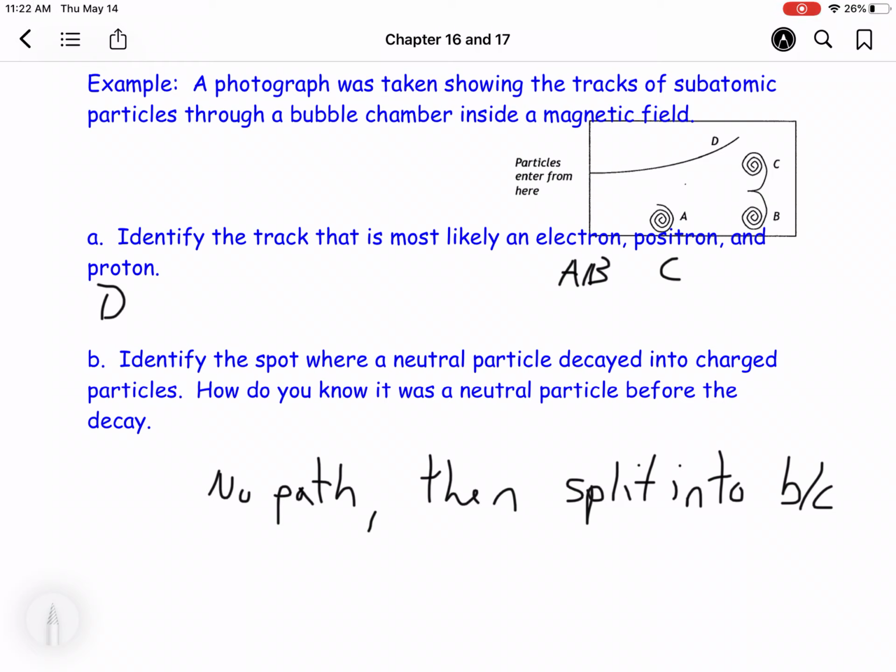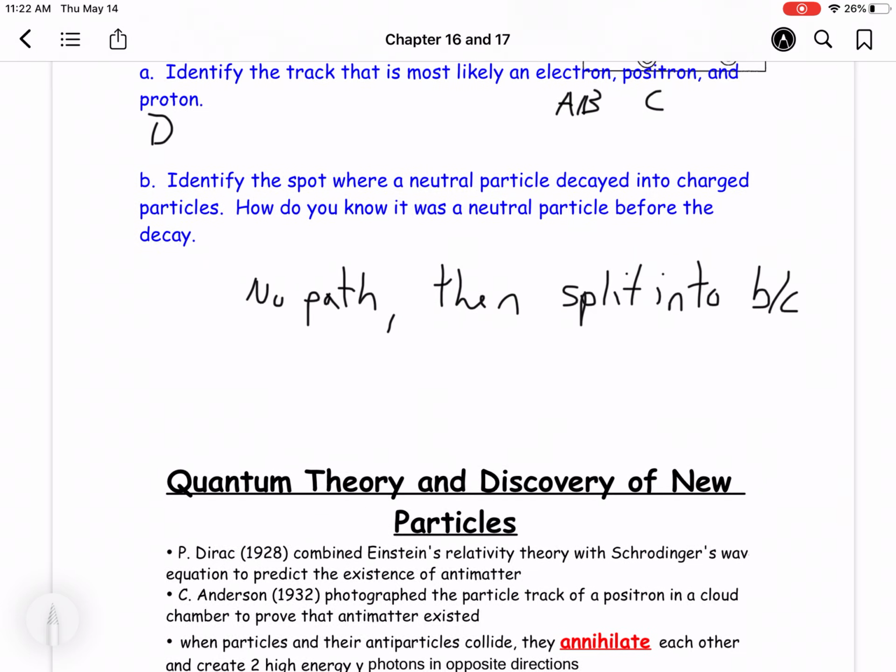Okay, where a neutral particle decayed. So what we have is there's nothing here, and then all of a sudden right here, a positron and electron appear. And since a positron and electron appear, that means something that was neutral decayed into those two things, right? Same idea here, we had a new positron in here. So there's no path, and all of a sudden it splits into B and C because we're in a bubble chamber and non-charged particles leave no trail, right?